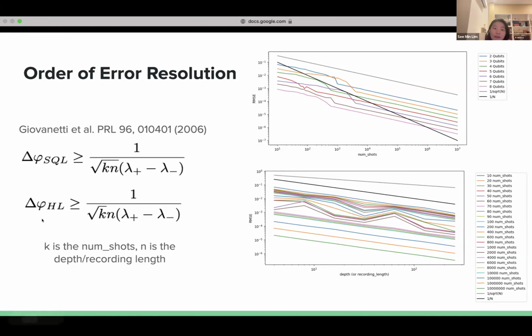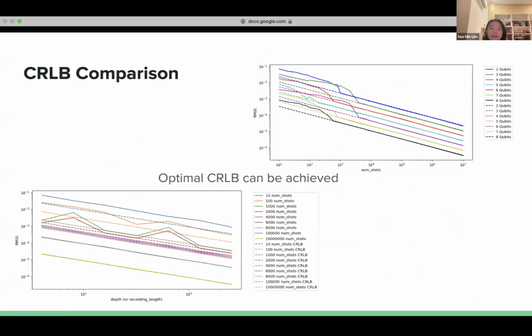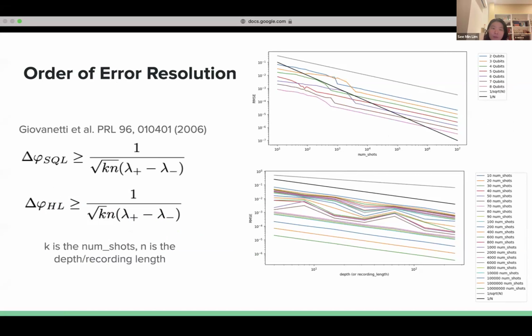This means that our method basically follows the Heisenberg limit of 1 over square root of k times n, where k is the number of shots in the first case, and n is the depth or the recording length in the second case. This Heisenberg limit is, of course, the quantum advantage compared to the standard quantum limit. However, our method requires a large number of shots, so it has to be admitted that it will predominantly follow 1 over square root k.